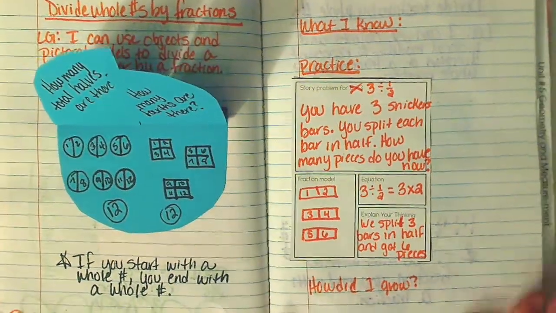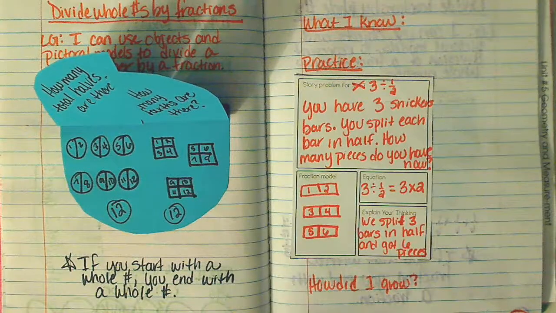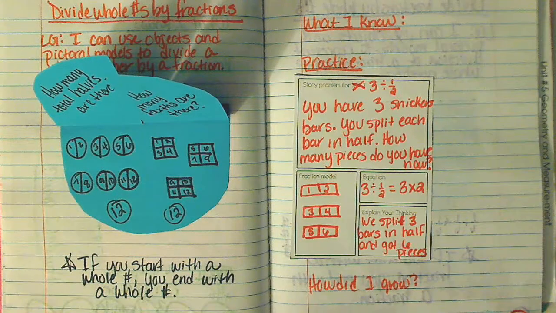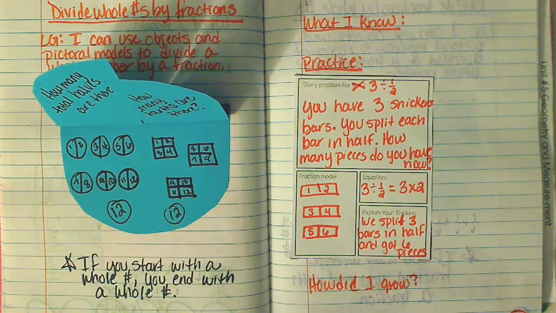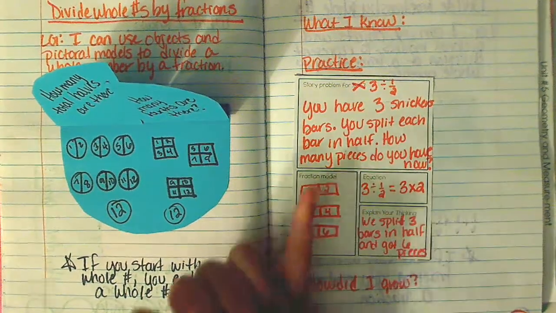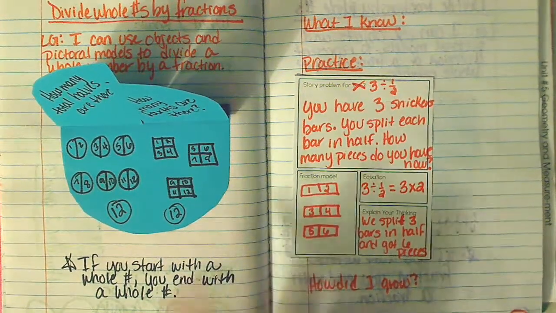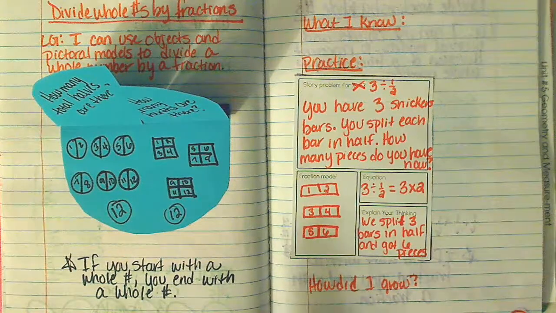I like to use some word problems to help them understand it better. Like in this one, if you have 3 Snickers and you split each bar in half, how many pieces do you have now? Well, if these were the 3 Snicker bars, we could see that there would be 6. So if we split 3 bars in half, we would get 6 pieces. And so that's kind of a better way to understand it.